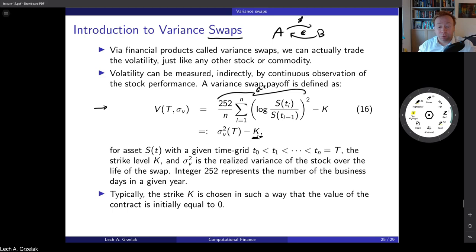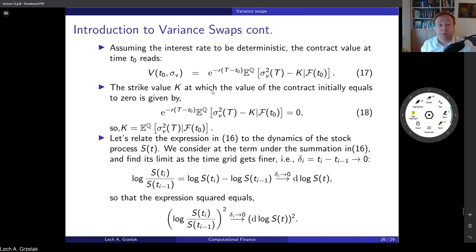Okay, so let's take a look at the pricing. We start from the pricing perspective. Again, we have this sigma squared at capital T. So this is at the last moment, where we look at the performance of the stock over the whole lifetime. We take the expectation, we discount the payment to today, and we take minus the strike under the payoff function. Again, the filtration is F_T0. Of course, here we see that the strike is constant.